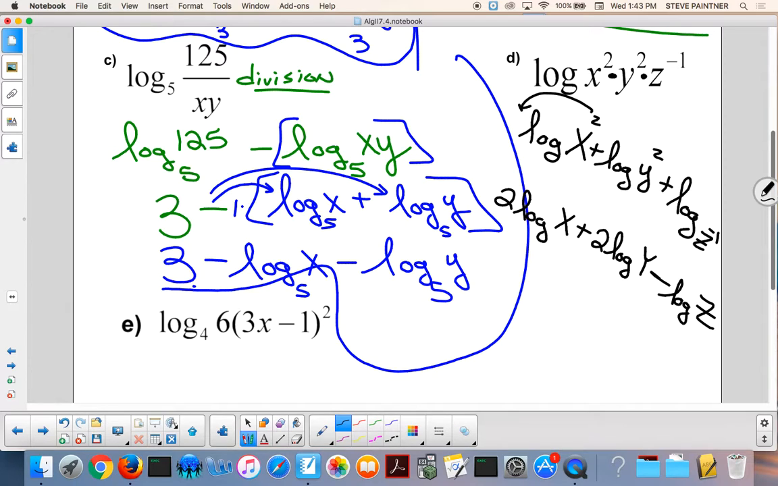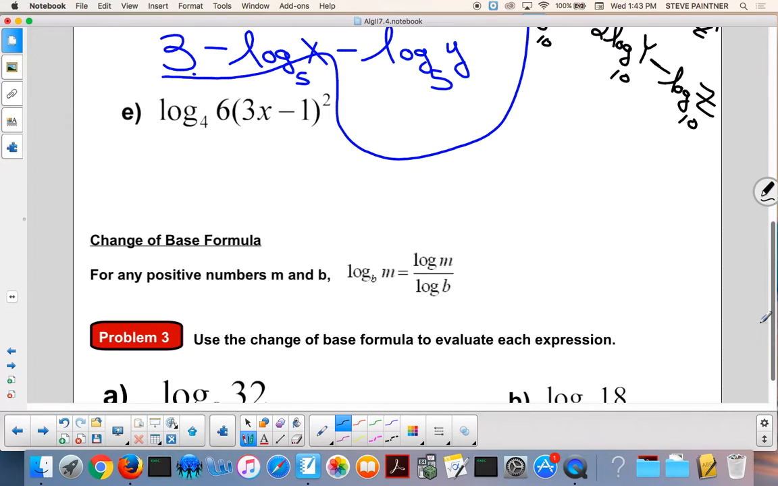Oh, well, see, I didn't write the base this time. You know why? It's 10. I never have to write 10 if I don't want to. If you want to write 10, go for it. It's up to you. Without a base, I know it's 10. If you don't put a base down, it's 10. That's called the common log. This one, keep going, see what you can do before I get there.